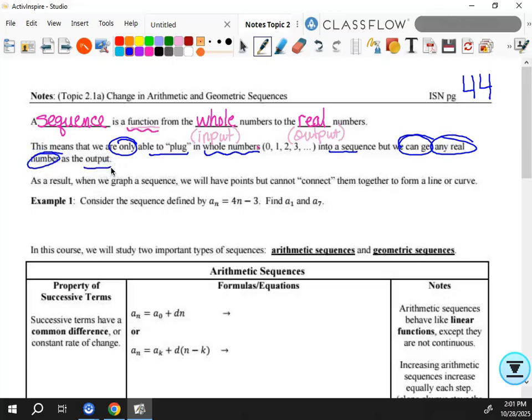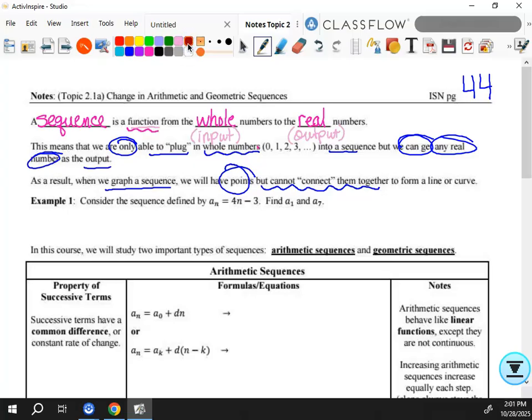Okay? Because the input is the term number. So as a result, when we graph a sequence, we will have points, but cannot connect them together. No connecting the dots. It's selling cars, how many people fit on a bus, things like that. We good? Again, those contexts, I know that is not new to you for sure.